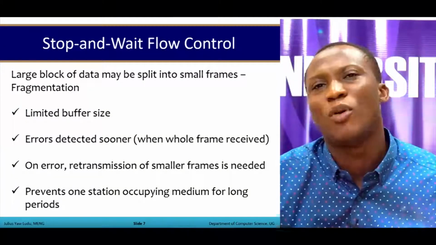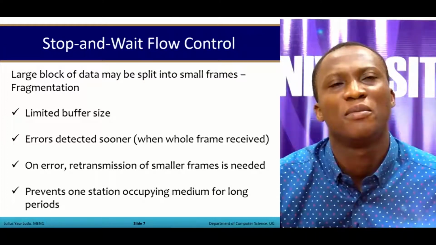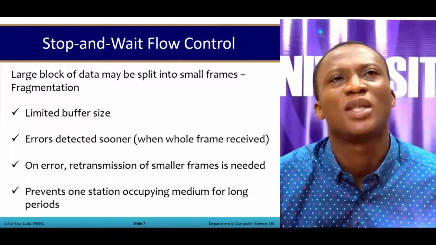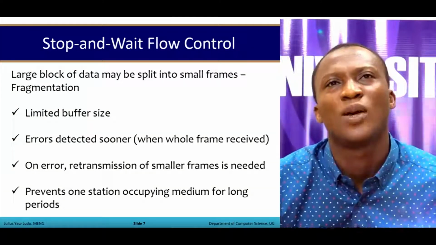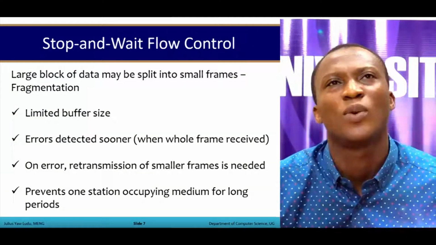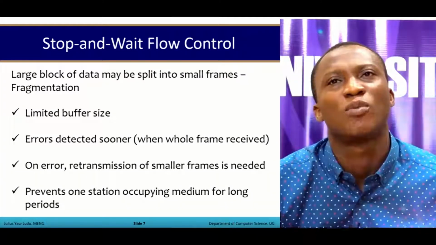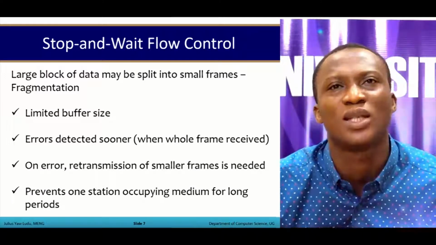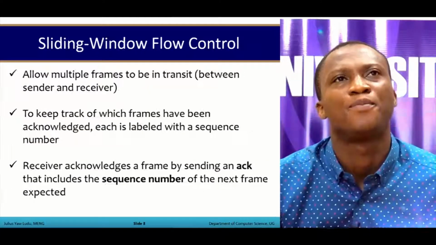Large blocks of data may be split into smaller frames or fragments. Why? Because we have limited buffer size. Errors are also detected sooner when the frames are smaller. When there is an error, retransmission of the smaller frames is needed, and it's even faster, and this prevents one station from occupying the medium for a long period of time.